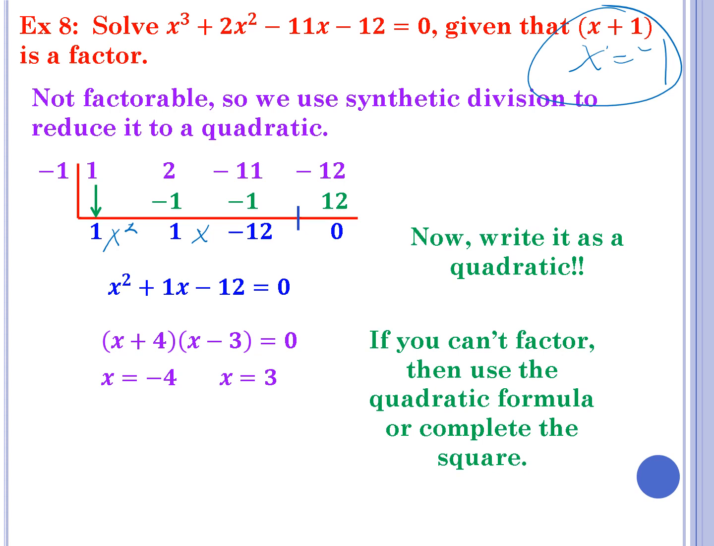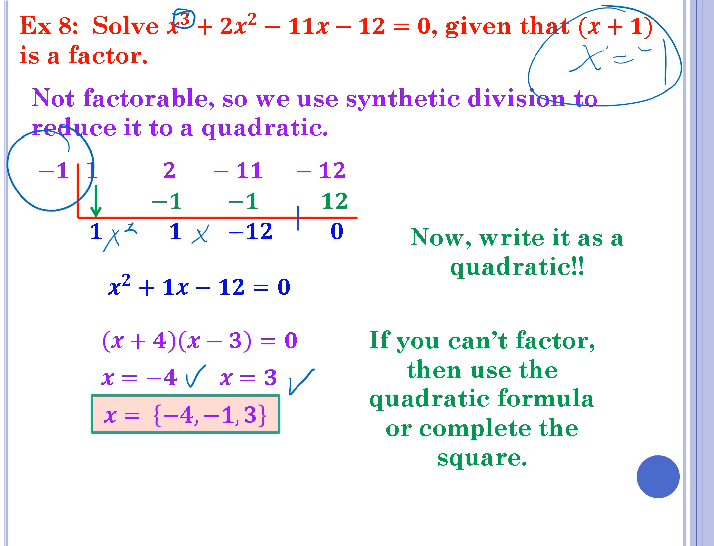Okay, so now remember back from 5B.1, our exponent tells us the number of solutions, so I should have 3 solutions. But right here, I only see 2. Wait a minute, though. If it's a factor, it's a root, which means if it's a root, it's a solution. There's our third. So therefore, my solution set is negative 4, negative 1, and positive 3.